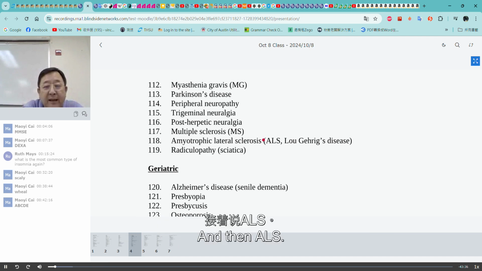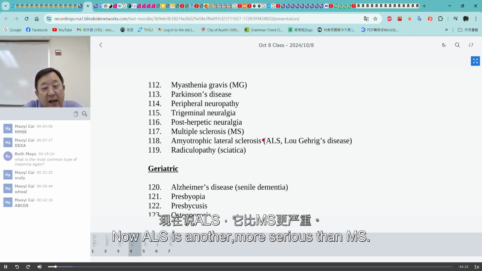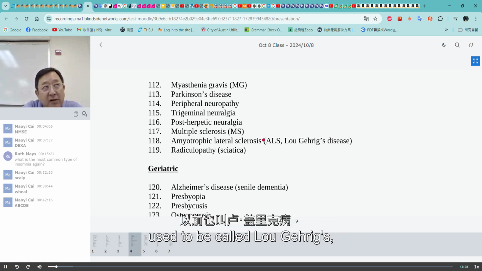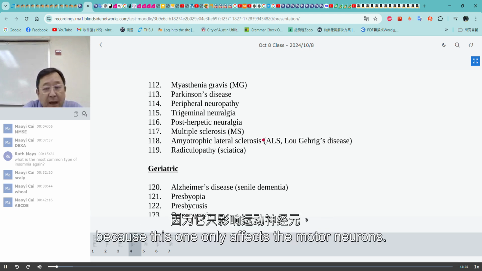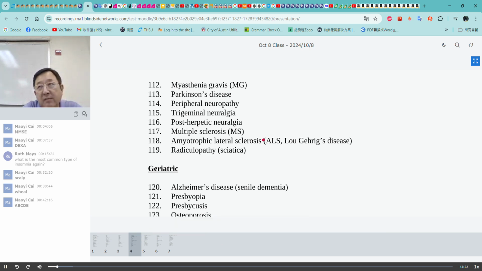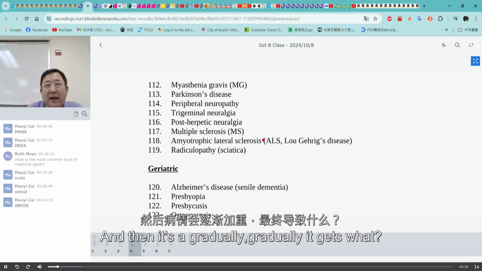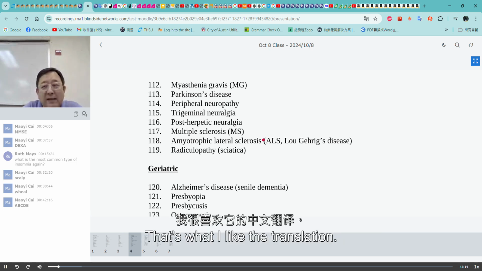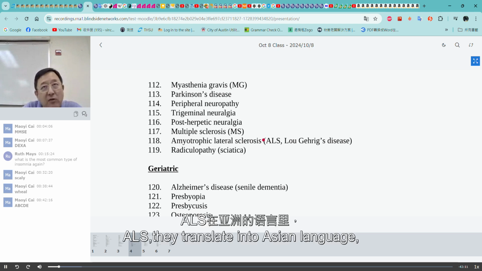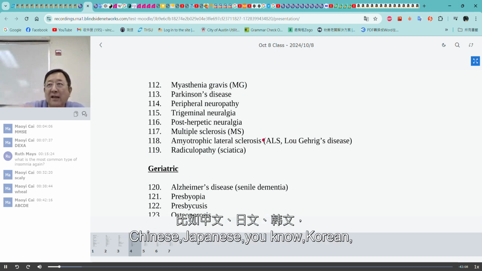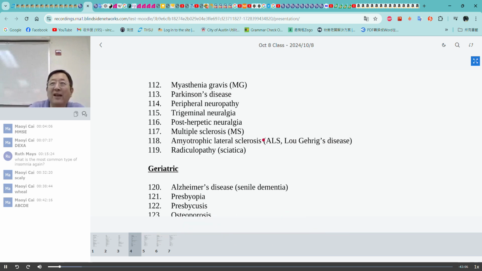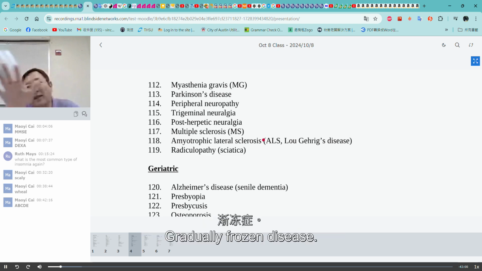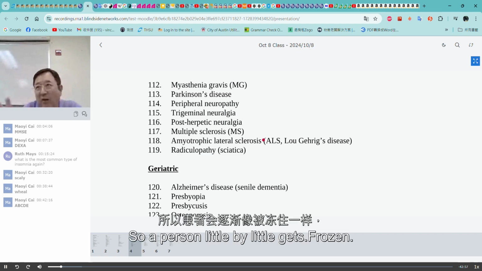And then ALS. Now, ALS is more serious than MS. Why? Well, it's amyotrophic lateral sclerosis, used to be called Lou Gehrig's, because this one only affects the motor neurons. And then gradually the muscles get stiff and cannot function. That's why I like the translation. ALS, they translate into Asian languages, Chinese, Japanese, Korean. You know what it translates to? It's called gradually frozen disease. A person, little by little, gets frozen.